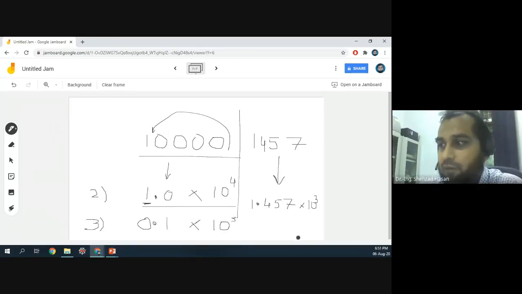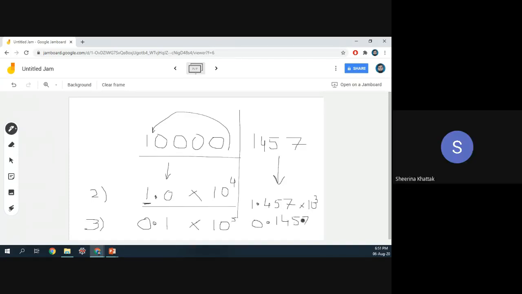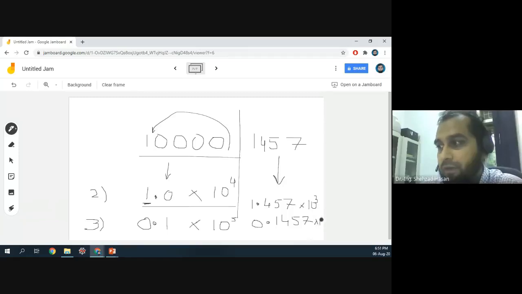And the same thing here would be 0.1457, 10 raised to the power 4. So both of these make sense, and you can go with any one of them.